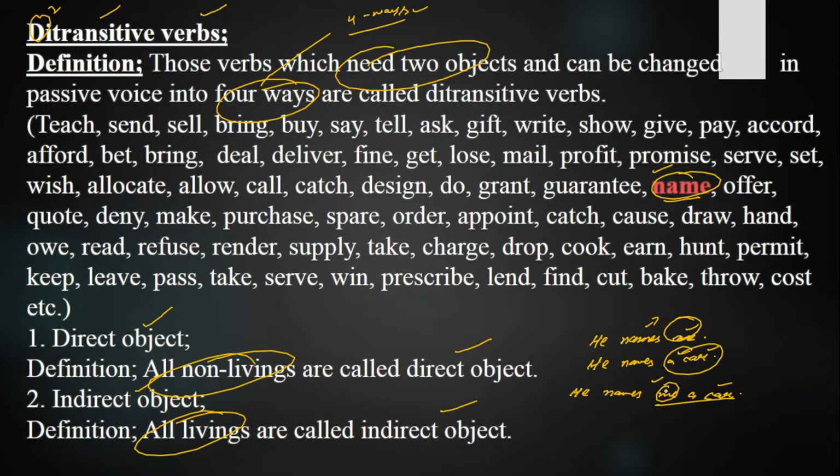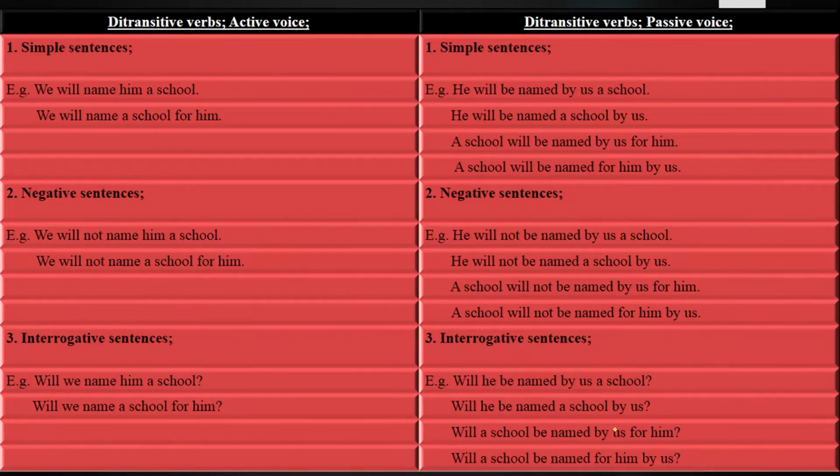We mostly bring the indirect object at the beginning, but when you want to shuffle the places, your indirect object, me, will be followed by a preposition. For example, I say he names a car to me. So this is the way to change it in active voice into two ways. But our main target is how we are going to change it from active voice into passive voice in four ways.